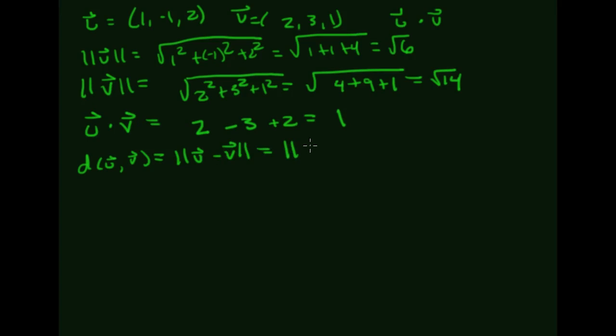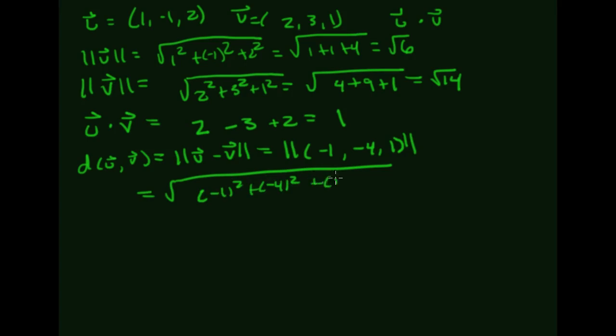The distance from u to v is the magnitude of u minus v, which is the magnitude of, let's see, 1 minus 2 is -1, -4, 1, which is the square root of -1 squared plus -4 squared plus 1 squared, which is the square root of 1 plus 16 plus 1, which would be the square root of 18, which would be 3 radical 2.